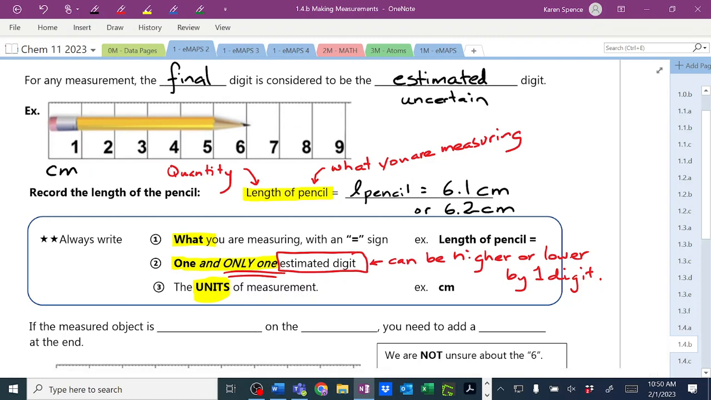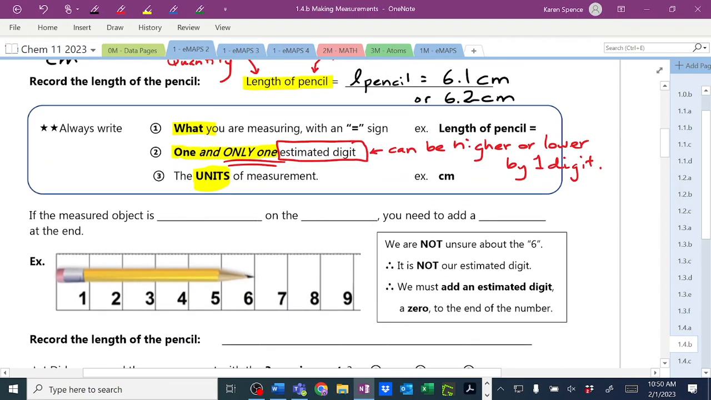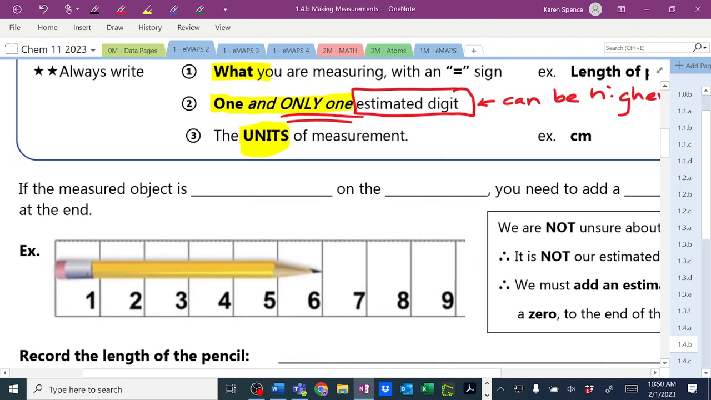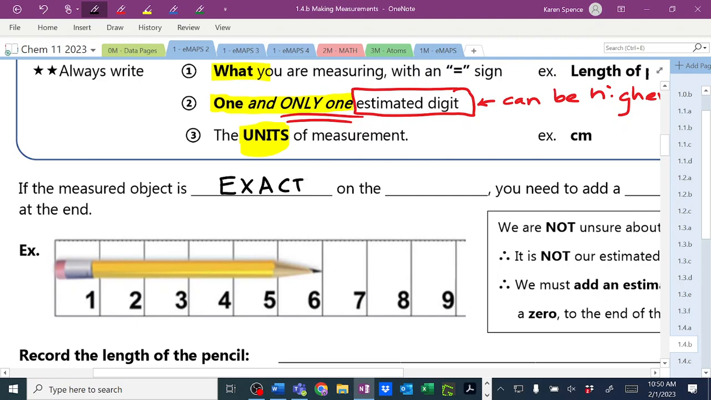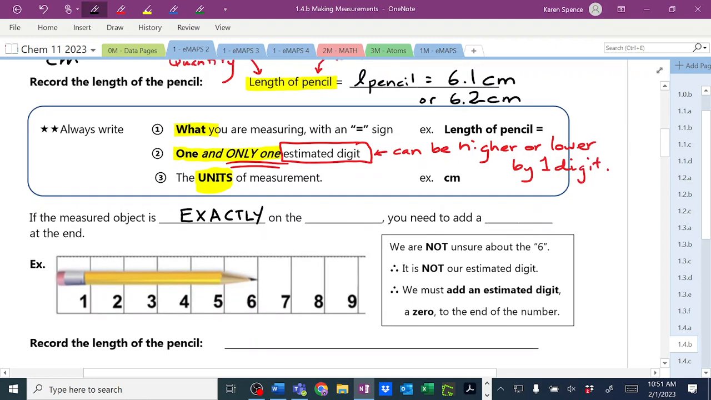Now we get into the tricky part, okay? Because that's pretty straightforward. But if you look at our next picture, the tip of the pencil is exactly on the what? On the line.